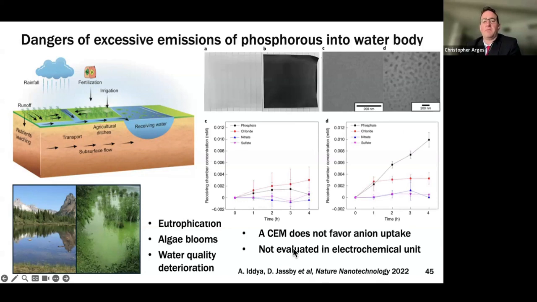And this work by people at UCLA, I don't know why they did this, but they used the cation exchange membrane as opposed to an anion exchange membrane. The cation exchange membrane should reject anions because of Donnan exclusion. But when they put the manganese oxide particles in this composite mixed matrix membrane, they observed much greater phosphate transport from one compartment to another. And they didn't evaluate this in an electrochemical unit.